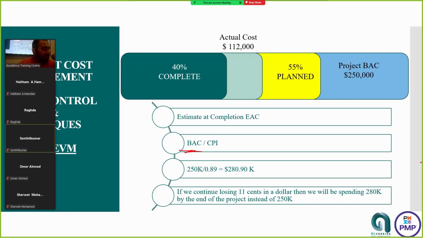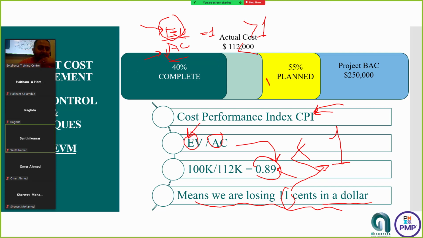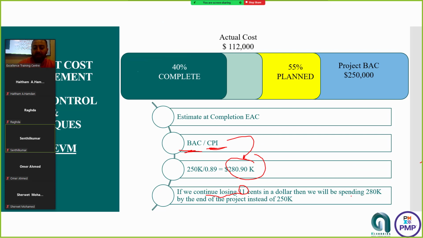It's the budget, what you have already planned, divided by the CPI, and the number is 280. You'll be spending more than what you expected, with 30k extra, correct? Which means it's way more than what you have planned. And if we continue losing like this, with this cost performance index, if you don't take action and don't pay attention to that, you will keep losing. You will be spending 280k by the end of the project instead of what you have already planned. This is why this equation is in place.